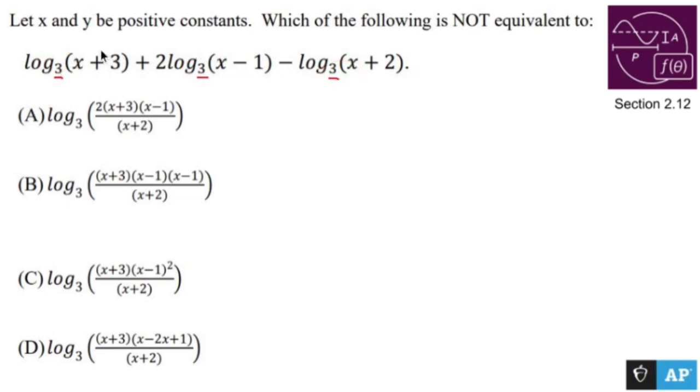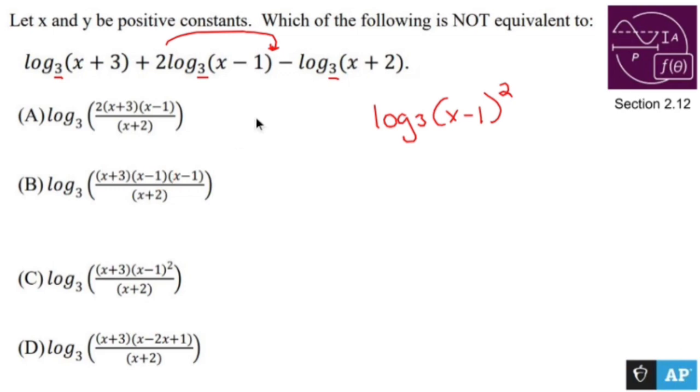Now, you always want to combine things that are adding first. When adding two logs of this, oh, I didn't even notice that. This has a 2 out in front. I take it back. This is the first thing you want to do. If you have a coefficient attached to a log, you're allowed to take that number and set it as the exponent to the stuff inside the log. So that middle guy becomes log base 3 of x minus 1 squared.